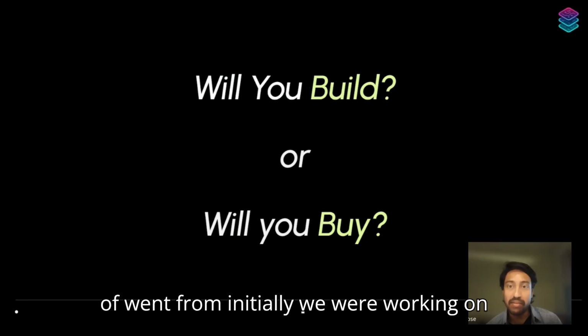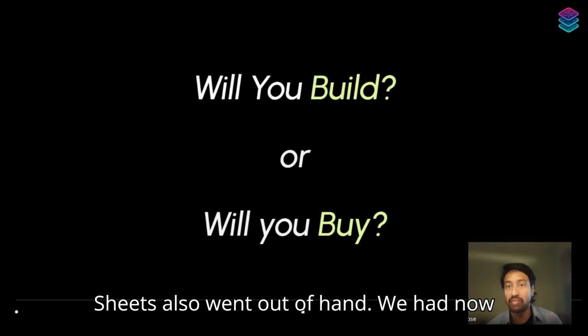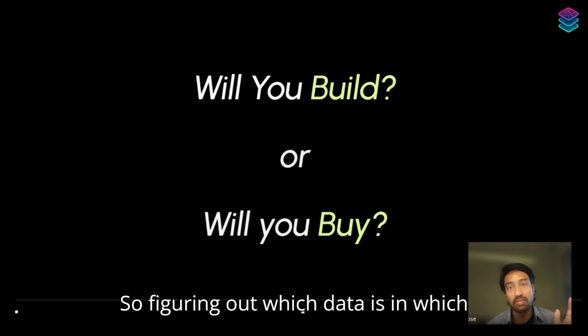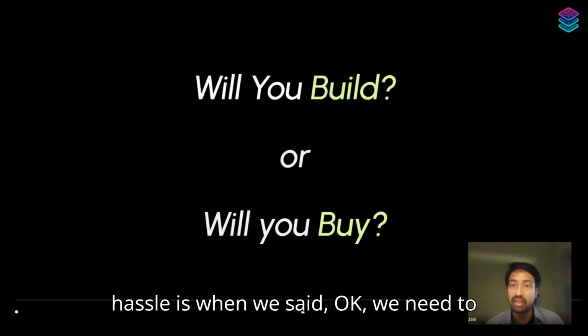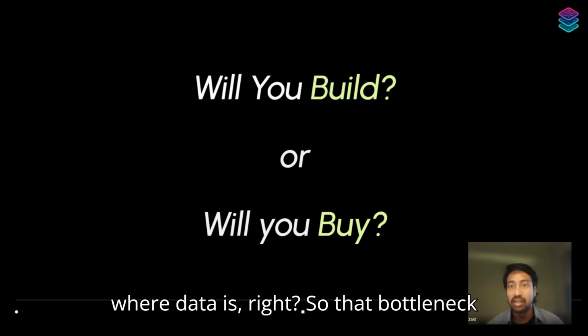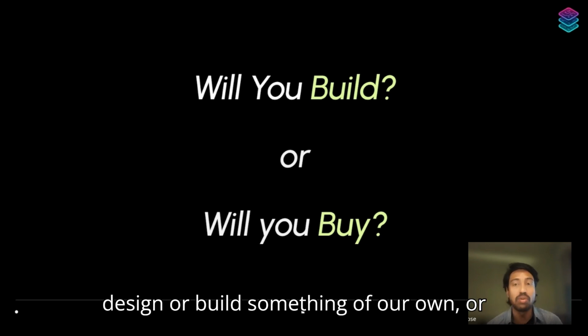Initially we were working on Google Sheets, but then the Google Sheets also went out of hand. We now had 20 worksheets in one Excel sheet, so figuring out which data is in which worksheet started becoming a hassle. That is when we said, okay, we need to have one central repository. We were wasting time on figuring out where data is. So that bottleneck led us to wanting to design or build something of our own, or choosing to buy it.